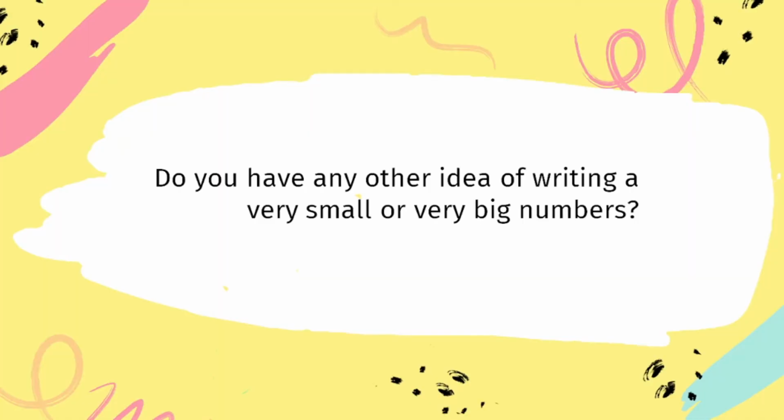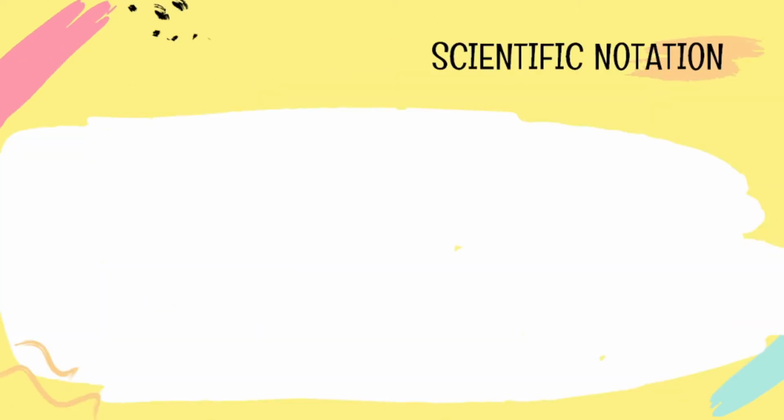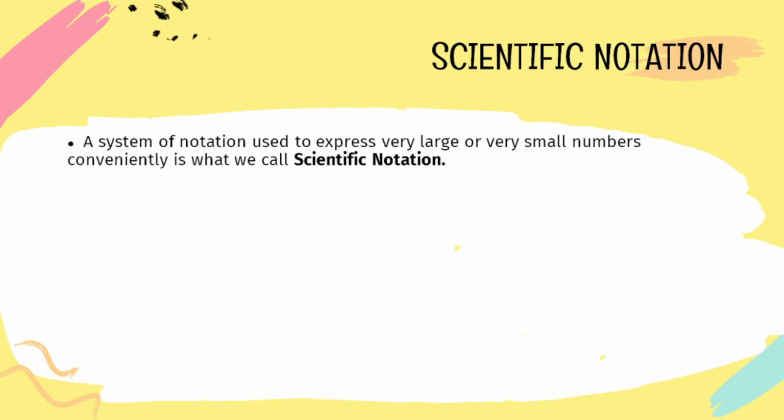Next is, do you have any other idea of writing a very small or very big number? So, instead ng ganong figure, meron pa ba kayong ibang idea kung paano ba daw isusulat yung sobrang laki at sobrang liit na mga number? Yes, so meron tayong topic natin for today, which is scientific notation. Yun yung magiging discussion natin. Because scientific notation is a system of notation used to express very large or very small numbers. So, ibig sabihin, makakatulong ito sa atin para ma-express natin yung napakalalaki or napakaliliit na numbers.